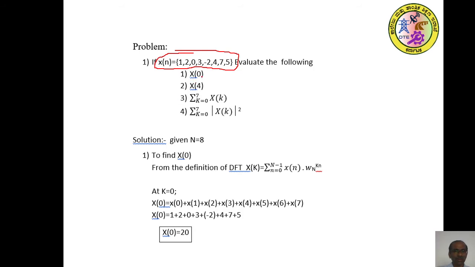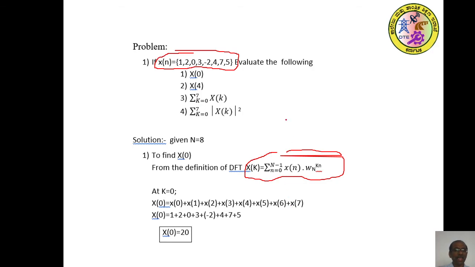Let us calculate X of 0. For that, first write the DFT formula. When you put k equal to 0, X of 0 is equal to summation 0 to 7 x of n into omega 8 power 0. You know that omega 8 power 0 is 1, so only x of n remains. Expand that: x of 0 plus x of 1 plus x of 2 plus x of 3 and so on till x of 7.